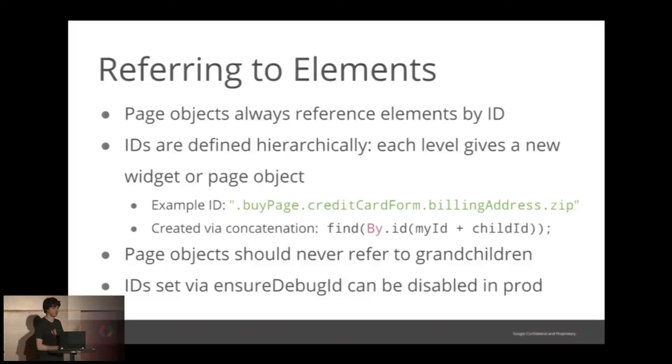Important detail here is that you should only be referring to your children, not ever to your grandchildren. And that makes sense from an encapsulation point of view, where if you have a widget, you're only allowed to directly refer to the children of the widgets that you contain, and not the widgets that are inside the widgets you contain. So for example, my credit card form is never allowed to look directly and modify the zip field itself. It's only allowed to talk to the page object for the billing address, which will then modify the zip field, which is exactly the same thing you'd do if you were working with widgets.